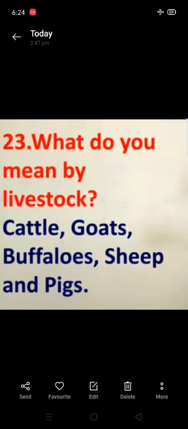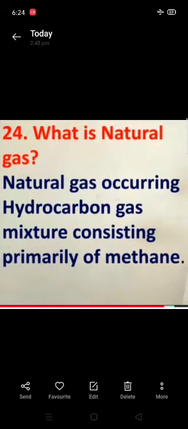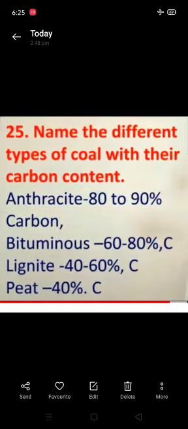What do you mean by livestock? Cattle, goats, buffaloes, sheep, and pigs. What is natural gas? Natural gas is an occurring hydrocarbon gas mixture consisting primarily of methane.